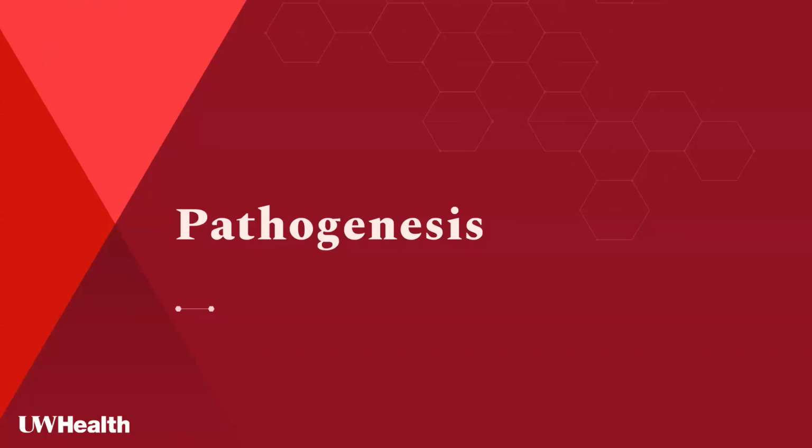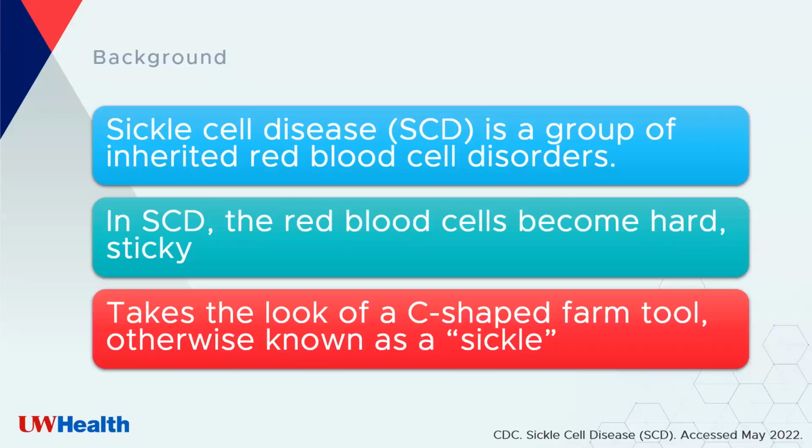All right, so diving right into the pathogenesis and understanding the science behind the disease state itself, just a little background on sickle cell disease. It is a group of inherited red blood cell disorders. So in sickle cell disease, your red cells become hard and sticky, and they tend to take on the shape of a C-shaped farm tool, otherwise known as a sickle.